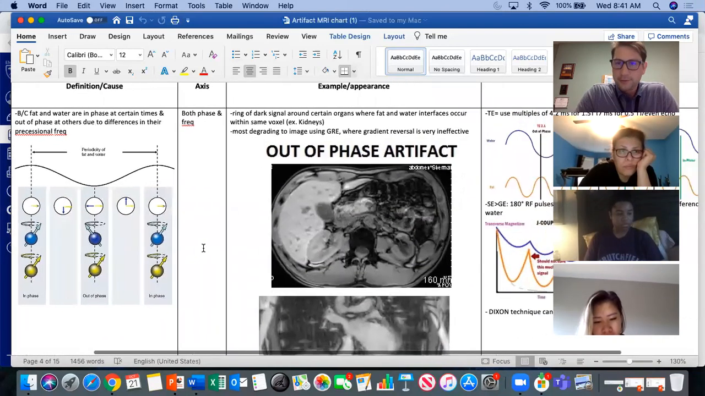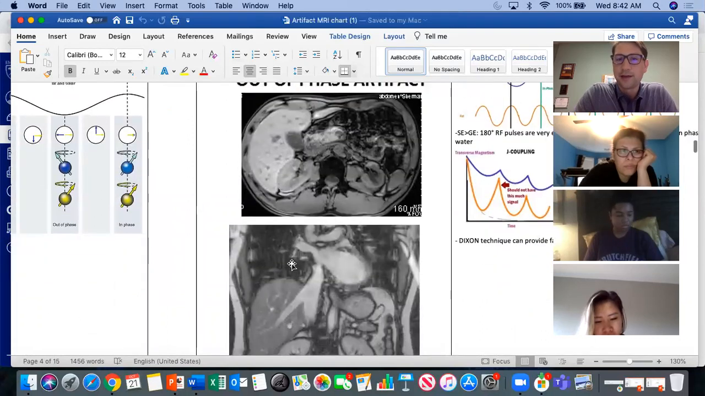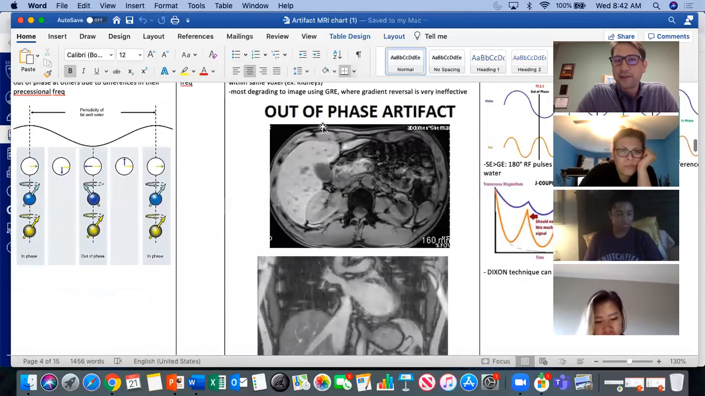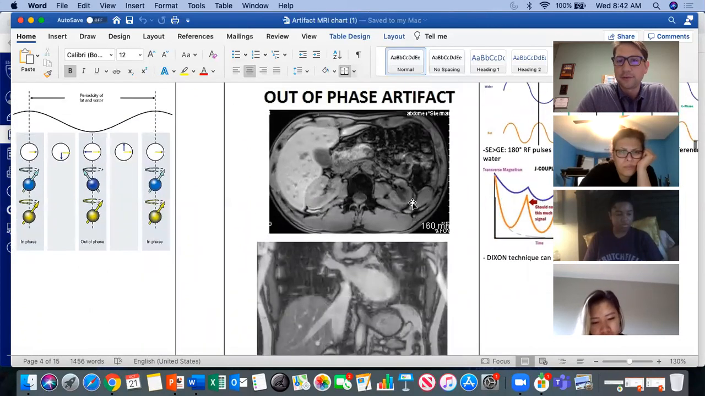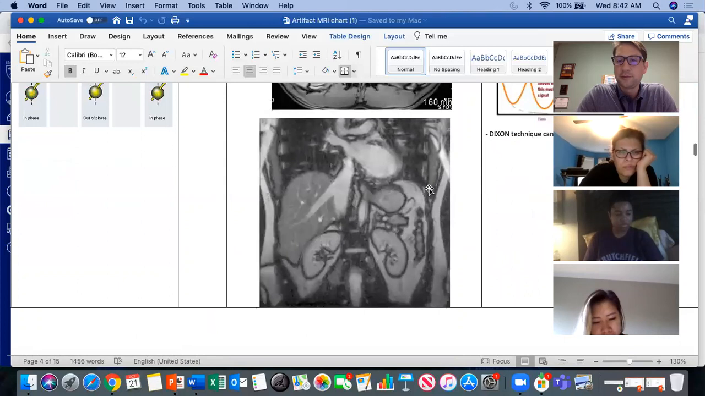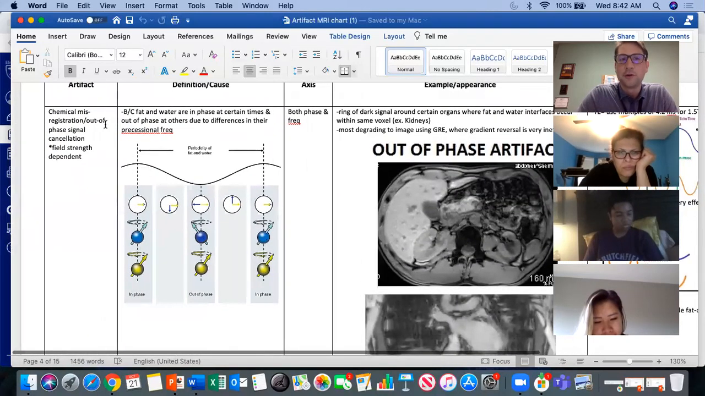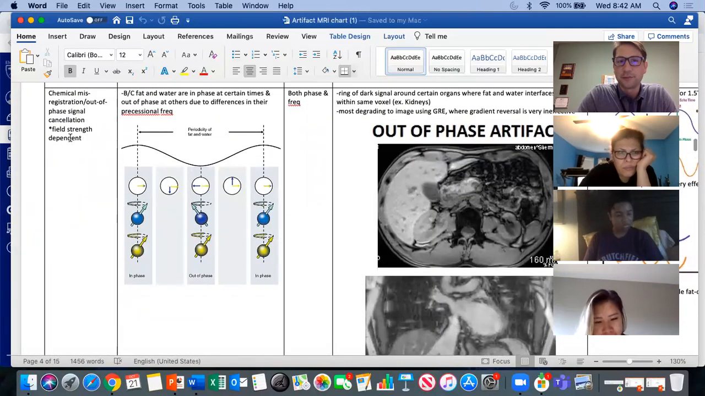So we sometimes use this to our advantage by employing a technique called the Dixon Method, where we have fat-only imaging and water-only imaging. But if you have this out-of-phase artifact, typically it looks like a dark banding around organs where you have fat and water within them. So you can see that around the kidneys, the liver, the muscles. All these tissues typically have this dark outline around those organs. So that's how you can tell that this is a chemical misregistration or out-of-phase signal cancellation artifact. And once again, this is field strength dependent.